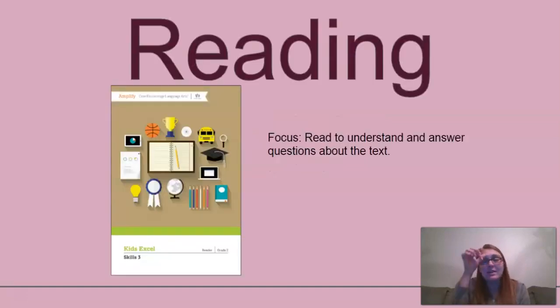Okay, and those are all of our review sight words. Hope you got them all. Today we're going to start a new text. This book is called Kids Excel. The focus for this entire book is to read to understand the text and answer questions about the text. So as we're reading, make sure you're following along. You're free to stop and pause the video to reread or spend more time on a slide if you need to.